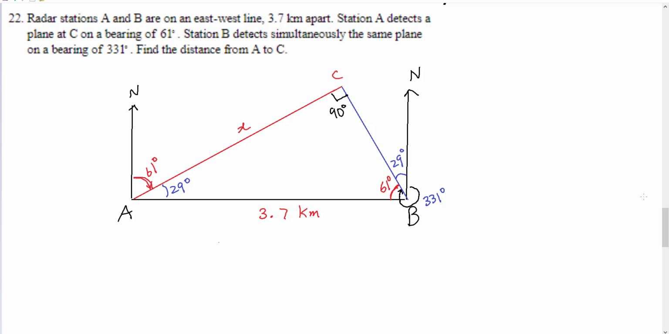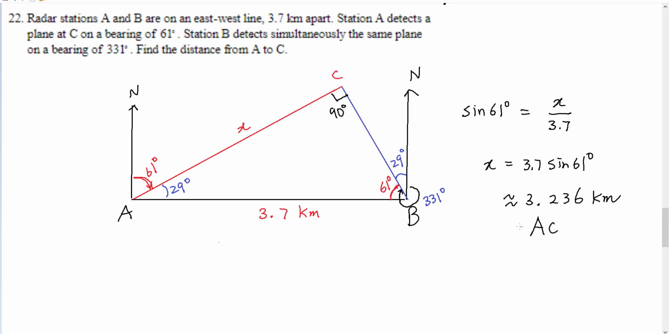Did you use sine? Did you use 61 degrees? So sine 61 degrees is the opposite, which is the length you're looking for, over the hypotenuse. 3.7 is opposite to the 90 degrees, so that's your hypotenuse. That means x is equal to 3.7 times sine 61 degrees. Hopefully you put this in the calculator and get the answer. I got about 3.236 kilometers. So that's serving as AC.